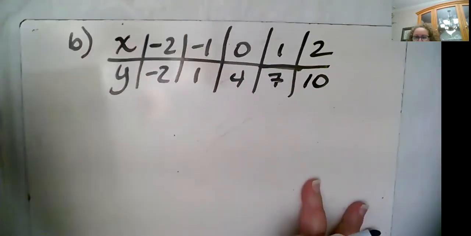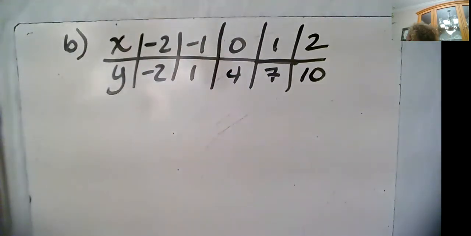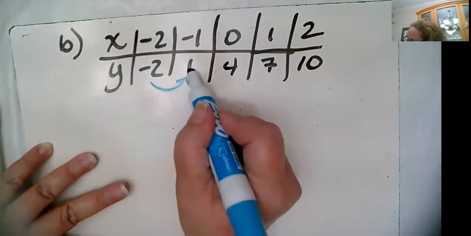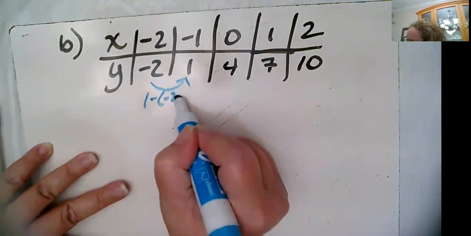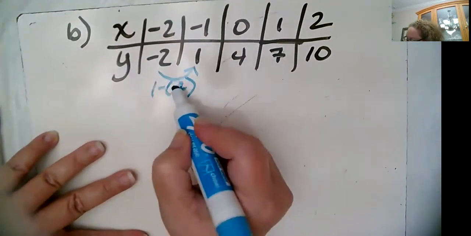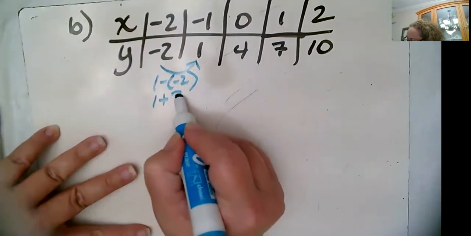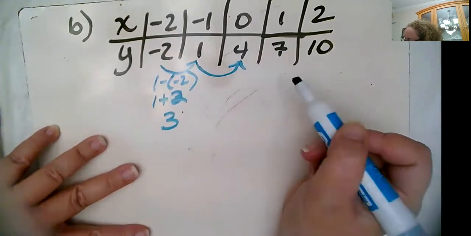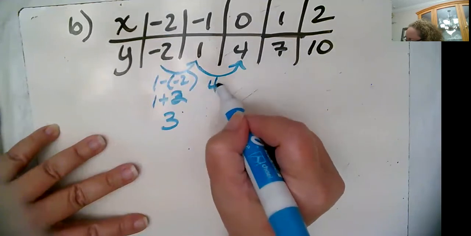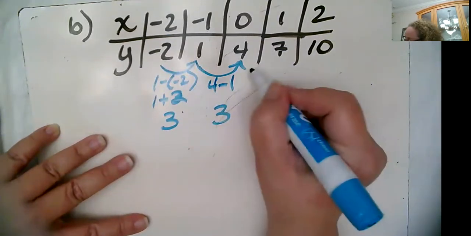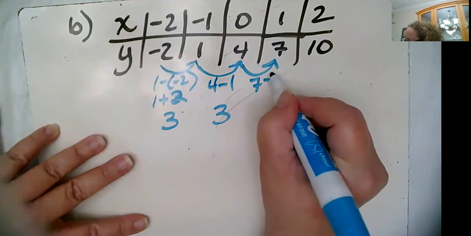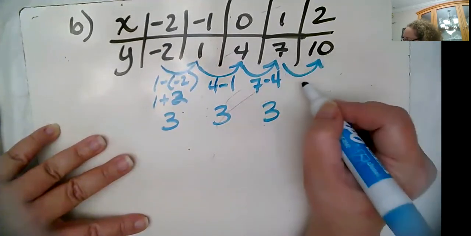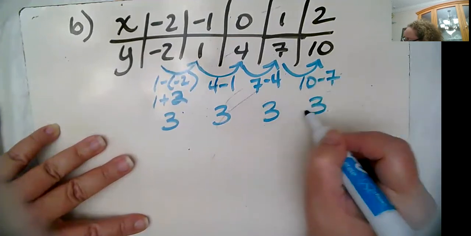Part B is this table. So we're going to do the same thing. We're going to take the first difference with our y values. So 1 minus a -2. A negative and a negative gives us a positive, so 1 plus 2 is 3. From here to here, 4 minus 1 is 3. From here to here, 7 minus 4 is 3. And from here to here, 10 minus 7 is 3.